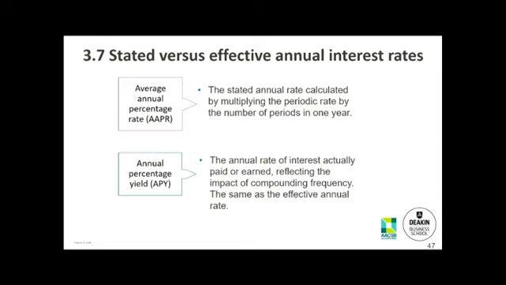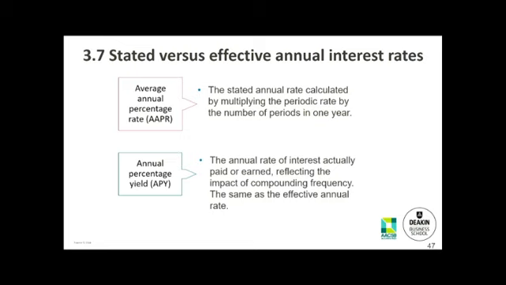So APR is the stated annual rate calculated by multiplying the periodic rate by the number of periods in one year. If we only have one period, it's APR. So in most cases, APR and the stated annual rate roughly share the same concept. But if you have more than one period, APR is more like a simple interest method without considering compounding. We will discuss more about APR later on. But APR does not have the concept of compounding.